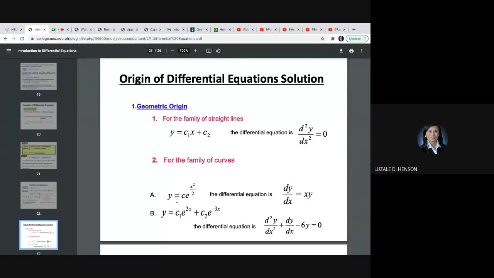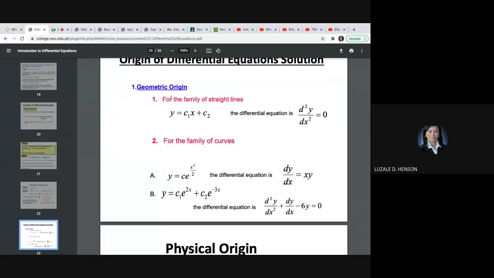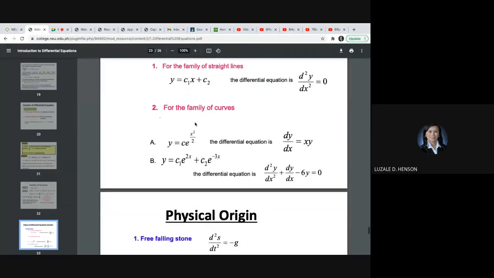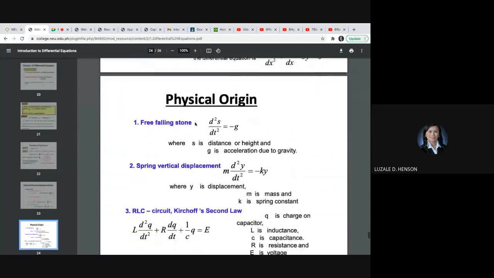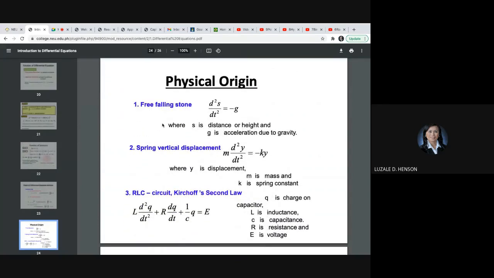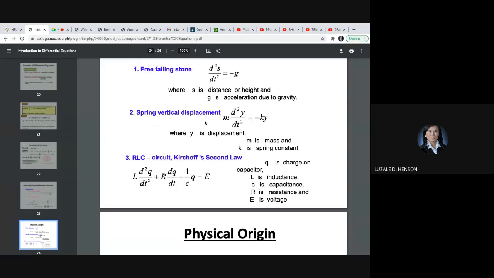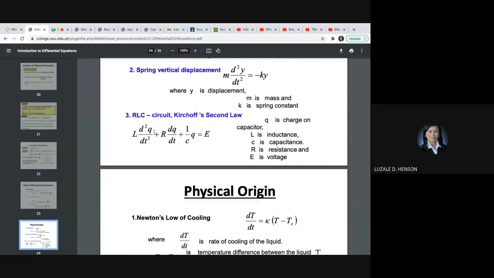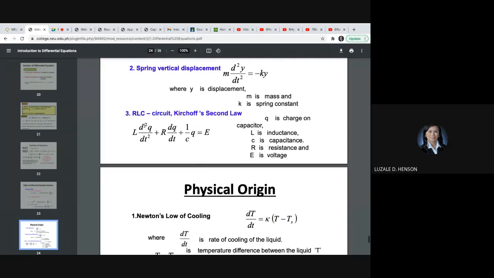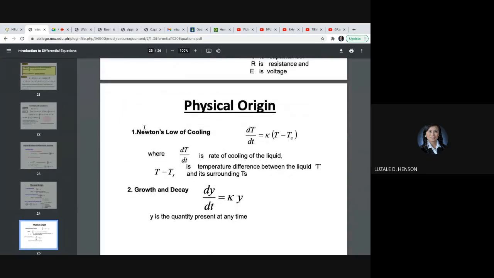Anong application ng differential equation? It can be applied in geometric problems, wherein what we can solve are functions of lines, functions of curves. Then we can apply also in physics problems like acceleration of a free falling object, vertical displacement of a spring. We can apply differential equation in circuits, also with concepts of Newton's law of cooling.